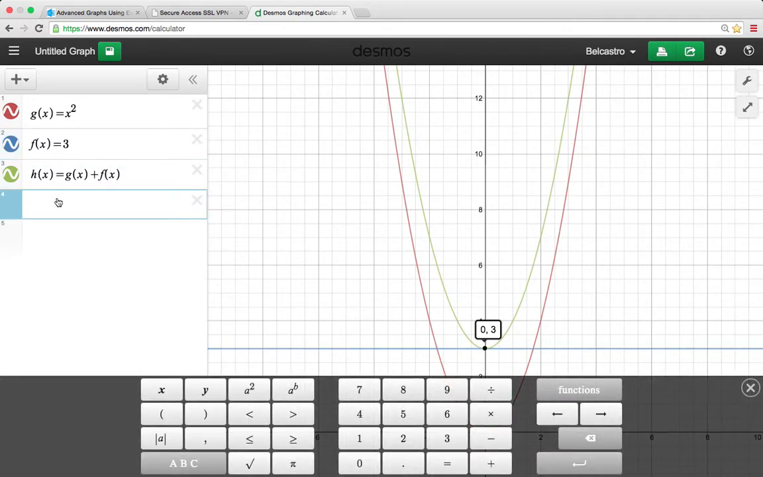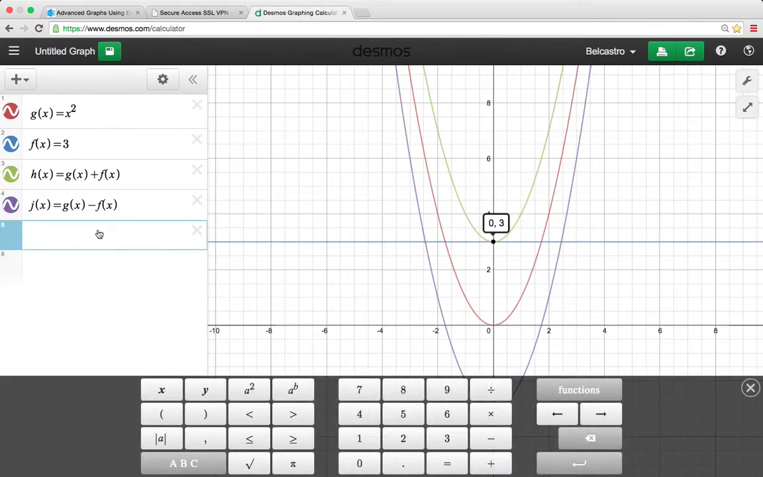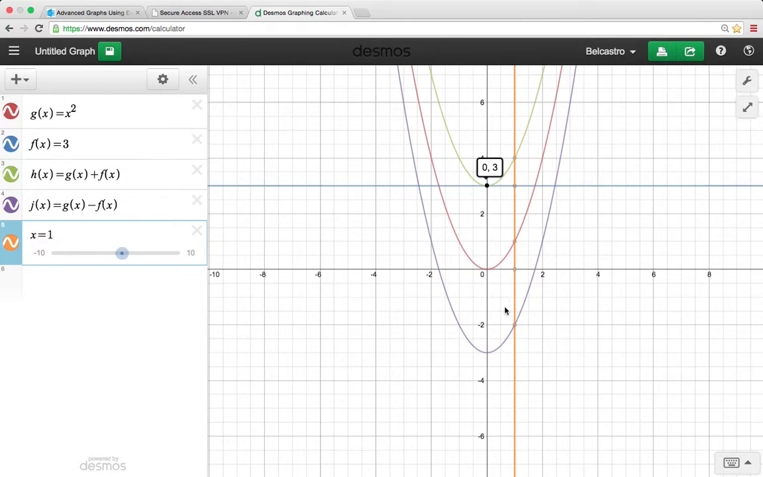Okay? And with that same idea, j at x is equal to g at x minus f at x. Same concept. The only difference is in this one, we've moved it down 3. And if we were to check, remember some of the x values we used, we used x at 1. So I'm just going to put a vertical line when x is 1. And if we look at our two functions, when we subtract them, our y value would be negative 2.